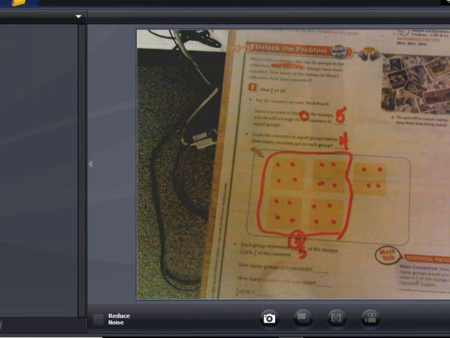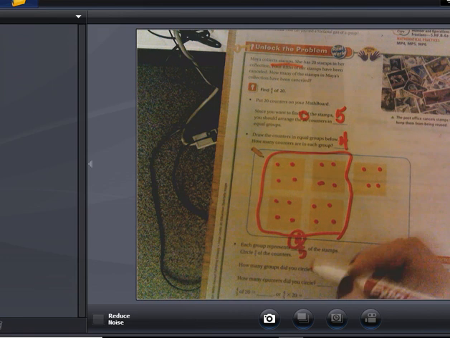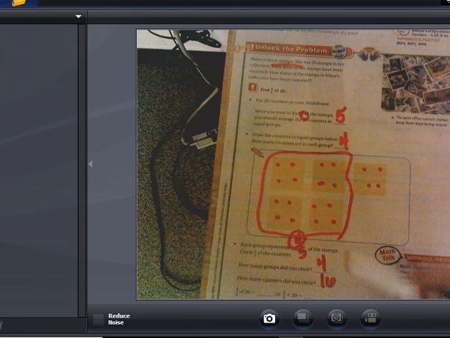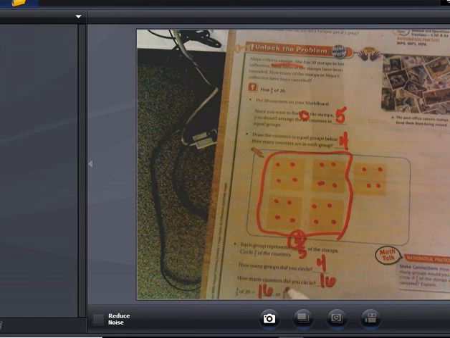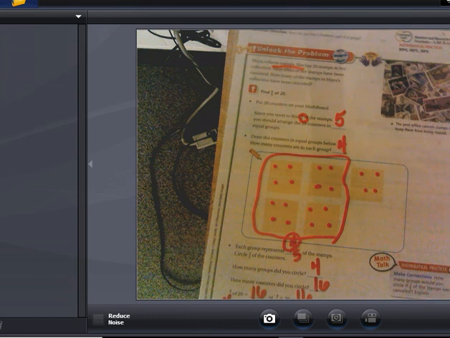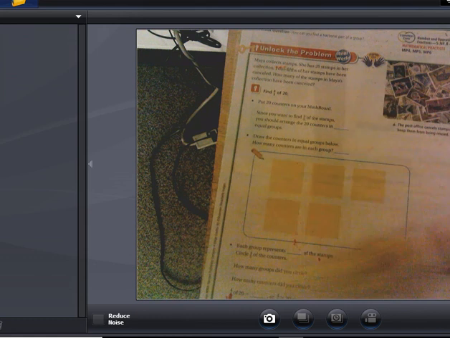How many groups did you circle? I only circled 4. How many counters did you circle? 16, because 4 times 4 is 16. 4/5 of 20 equals 16, or 4/5 times 20. I'm sorry. So how many counters do we have? 16. So that's our first bout with multiplying fractions.